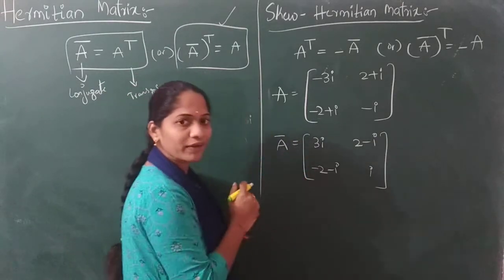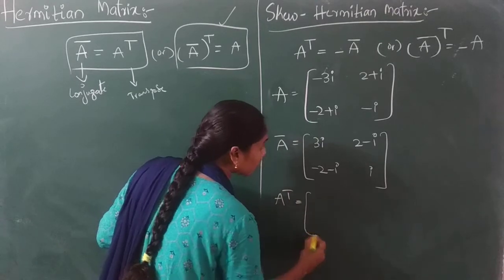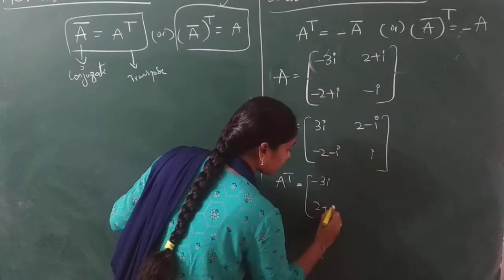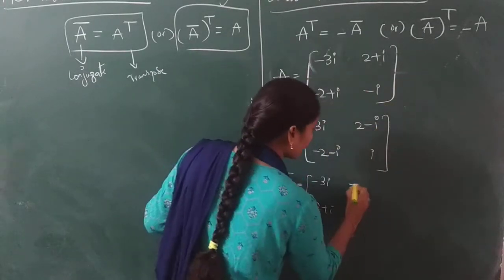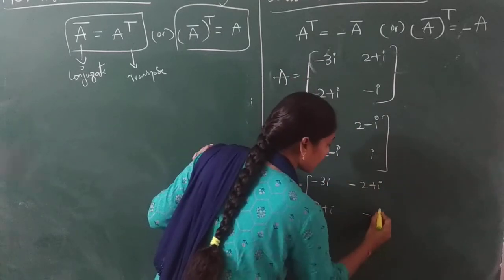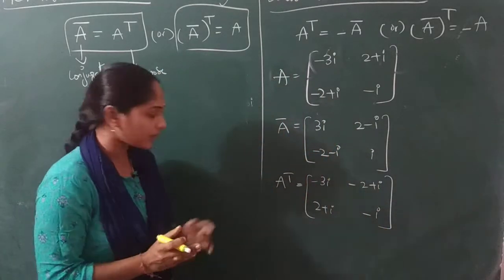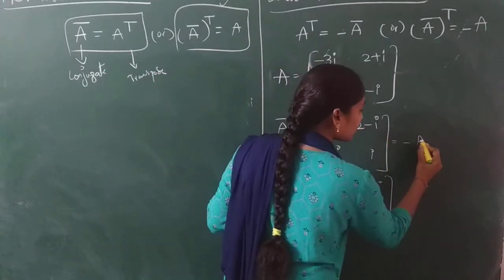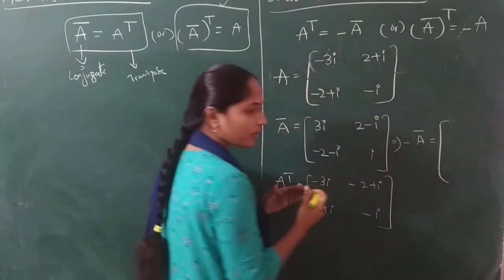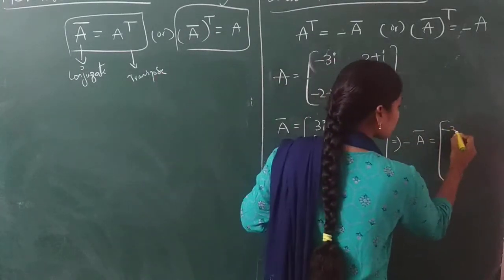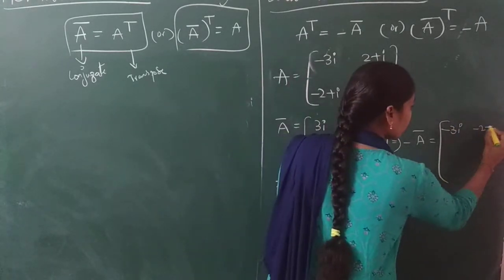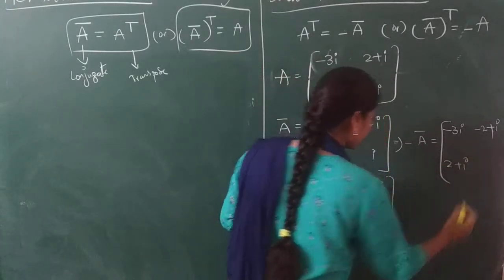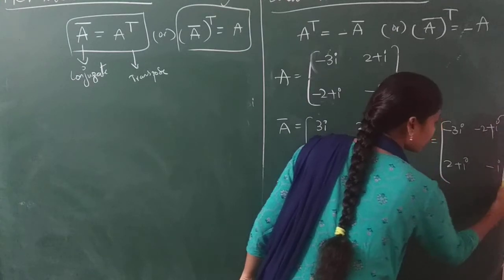Now you will find A transpose. This is your A row, and this row is changed to your column. I wrote this row as a column: minus 3i. Again this row, minus 2 plus i and minus i. So this is your transpose. Now what we need is that this transpose is equal to minus of A conjugate. If I find this, minus A conjugate, you are giving a minus sign here. This is minus 3i, right? Minus 2 plus i, right? Here minus into minus gives plus 2 plus i, and here minus i. This is your minus A conjugate.